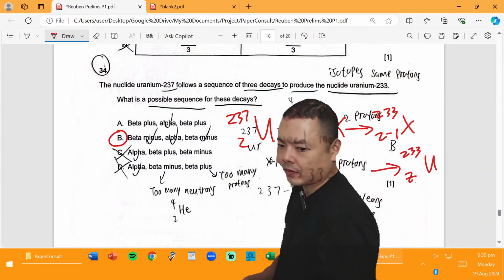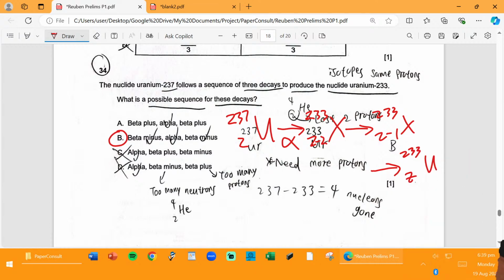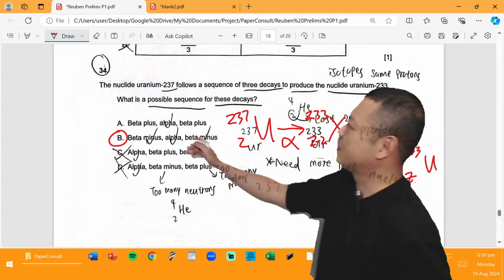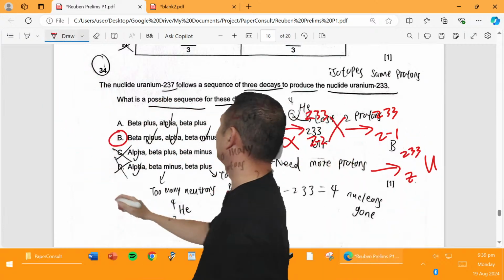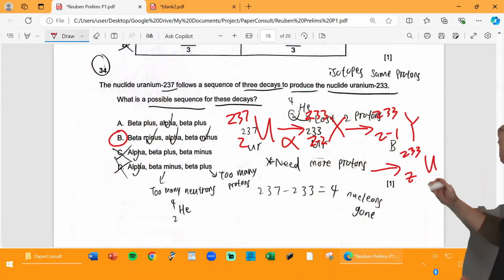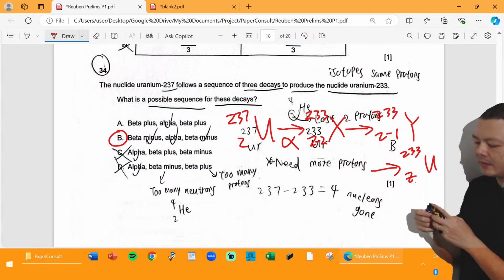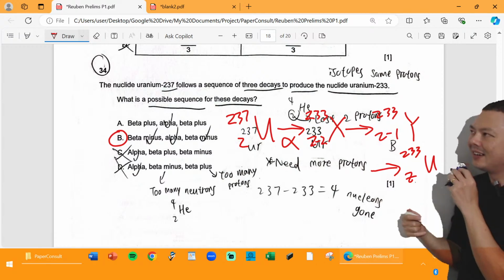T minus 1 is not X, right? It becomes Y. Yeah, it becomes something else. It's just another element again, right? So it becomes something else. Yeah, you're right. Okay, next one.